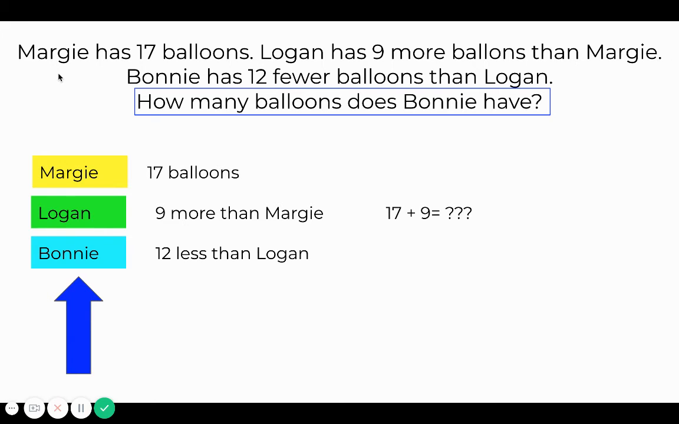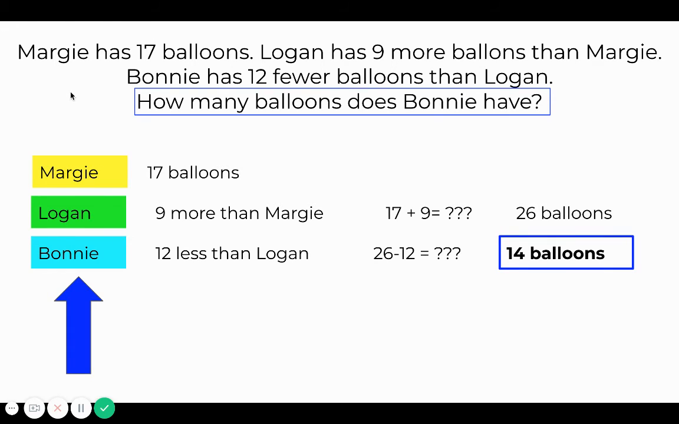So we know Logan has 9 more balloons than Margie, and Margie has 17. So 17 plus 9 would get me to how many balloons Logan has, which is 26 balloons. Then I know that Bonnie has 12 less than Logan. So 26 balloons minus 12 equals Bonnie's balloons. I found that Bonnie has 14 balloons.